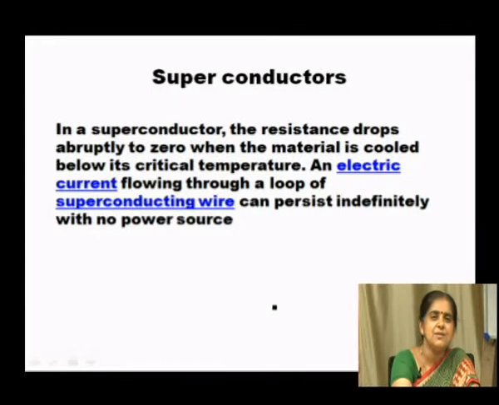What is the importance of superconductor? The superconductor is one which has got zero resistance. So, an electric current flowing through a superconducting wire can persist indefinitely with no power source. The power source is essential only to start the flow of current. Once the current starts flowing, there will not be any usage of the power source. But for the time being, there are no such superconductors at the normal temperature, but inventions are still going on. So that is the importance of a superconductor. So, what is a superconductor? A superconductor is one which has no resistance or zero resistance.